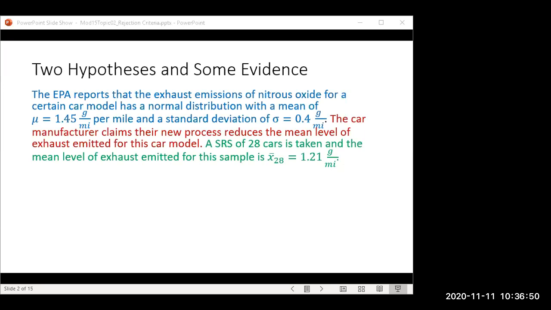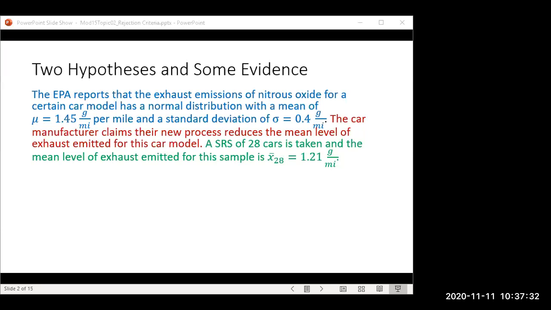So this is an example that we used in the previous lecture for identifying hypotheses. We have two hypotheses and some evidence here. The EPA believes that the population mean exhaust emissions of nitrous oxide for a particular car is 1.45 grams per mile. And they also believe that they know the standard deviation, and they believe that the emissions are normally distributed among all the cars of that model.